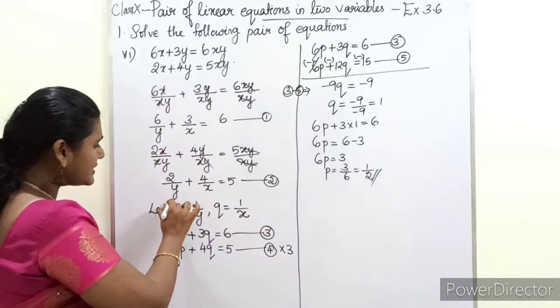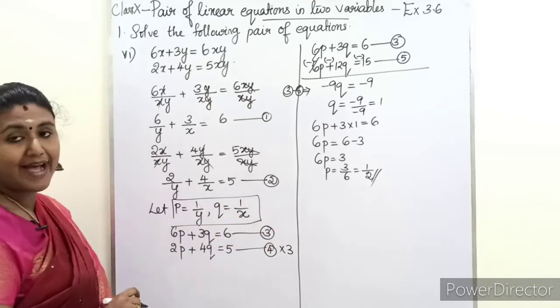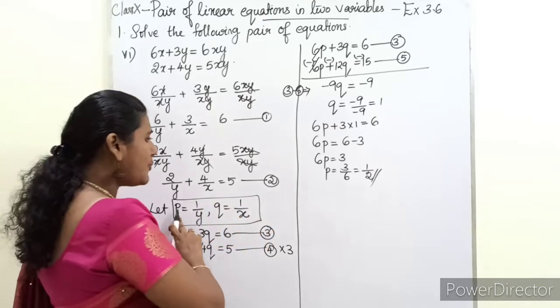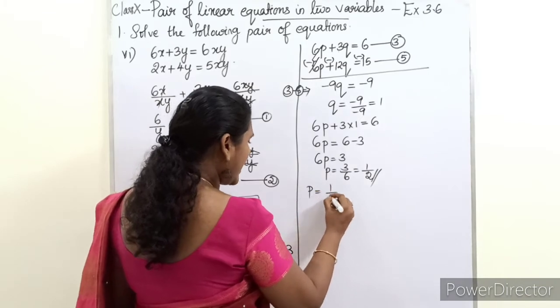Now using these two values, we will find out the value of x and y. So P is equal to 1 by y.